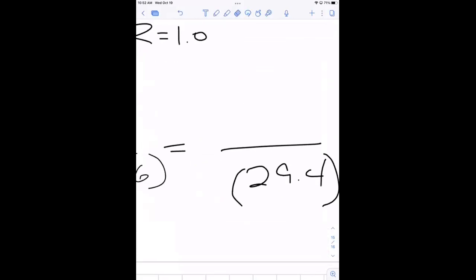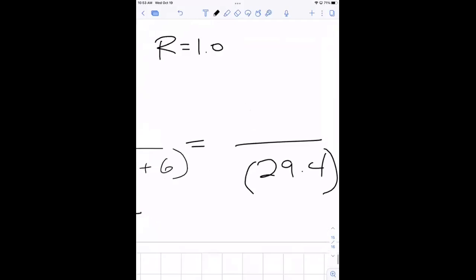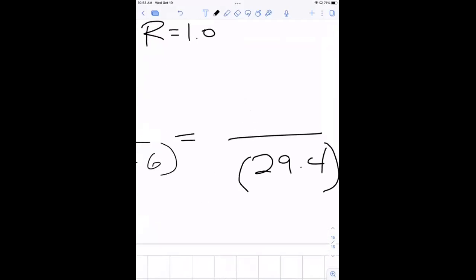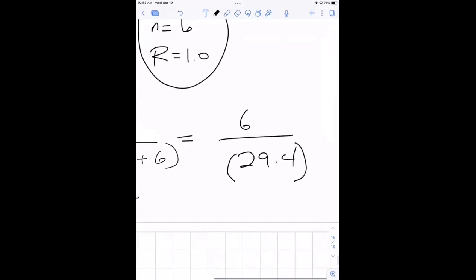And then in the top, now I can calculate how much primary, how much secondary, how much whatever. So let's do the primary. For primary, I've got 6 primary hydrogens. So in the top, we're going to put 6 because that's what I got for this, right? So 6 divided by 29.4 times 100 is going to give me the percentage of primary hydrogens.